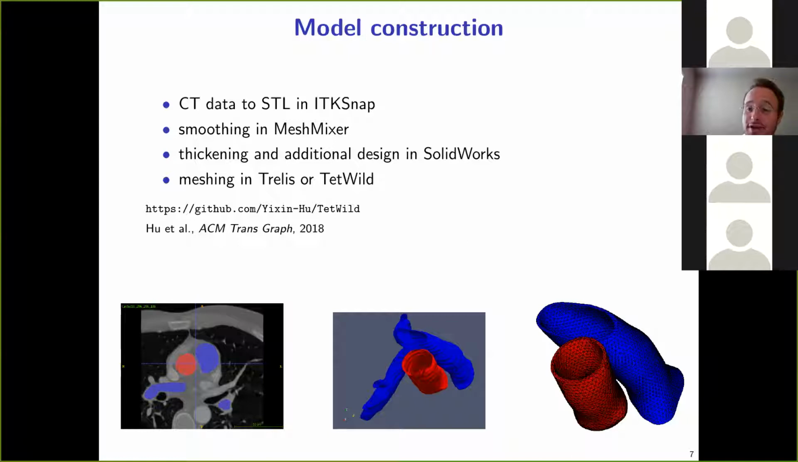After we get that STL file, the model construction process varies quite a bit depending on exactly what we're doing. But generically, we do some sort of smoothing. We may do some thickening of the geometries. I'll emphasize this again, but all our geometries are volumetric, even the valves. We don't have any surface geometries in our model. So we have to do some thickening if we have valves or a vessel that we want to thicken to a certain width. Then we develop these unstructured TET meshes either in Cubit or Trelis, or what's worked really well for us recently is TetWild.